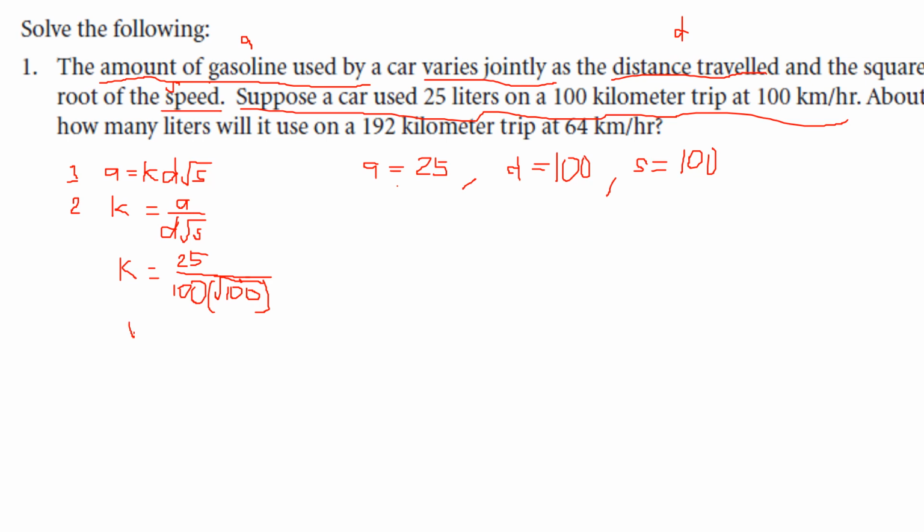So I have here K equals 25 over the square root of 100 first. The square root of 100 is 10, times 100. That is 1,000. Correct? So I have 25 over 1,000.